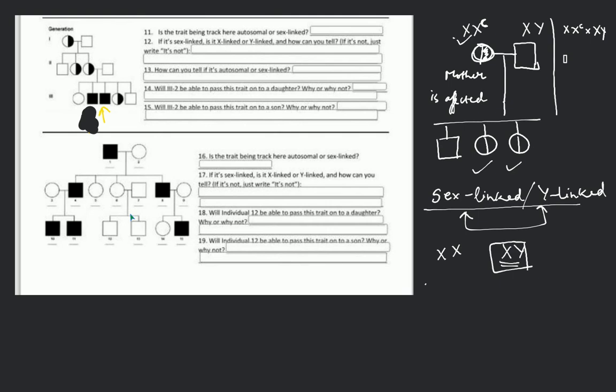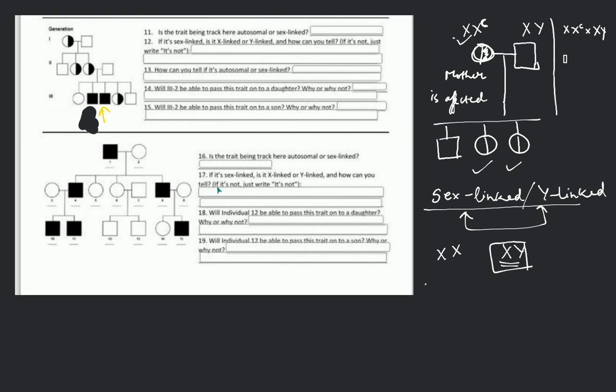So now in this chart, you can easily see that the father is completely affected, and in the later progenies, only and only the male child is being affected, right? In the second generation and the third generation, only the male progeny is being affected. The females are completely disease free because their mother is. So the answer to question number 16 is yes, it is a sex linked disorder.